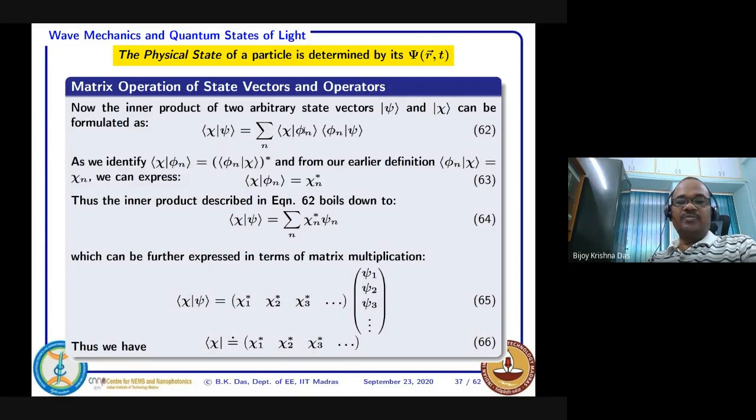You are writing phi n, psi. What does it mean? You are trying to get the projection of psi along phi n. And with this one, you are getting the projection of the chi vector along phi n, all the values. This way we can represent it, right? So the inner product can be represented like this, you see the difference.